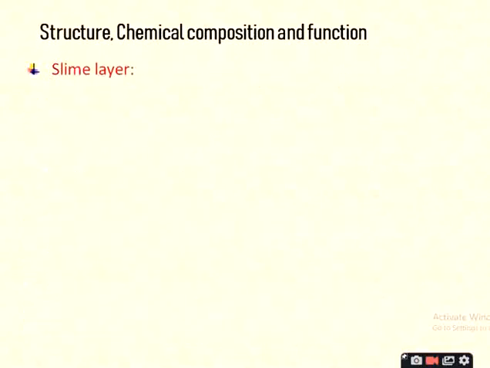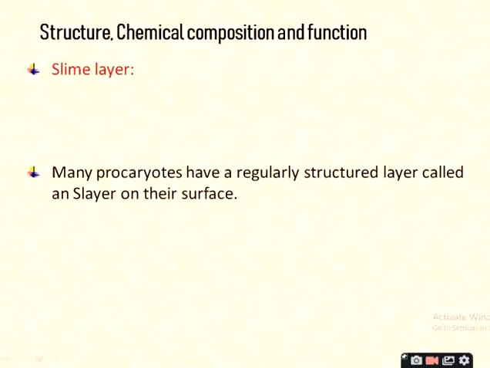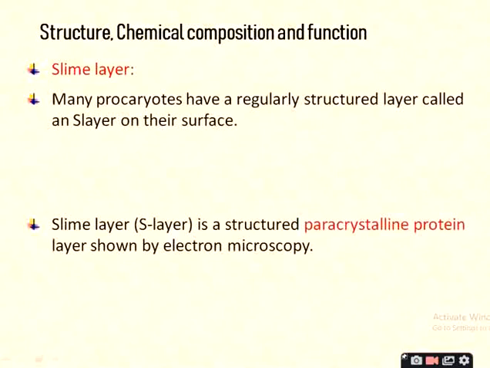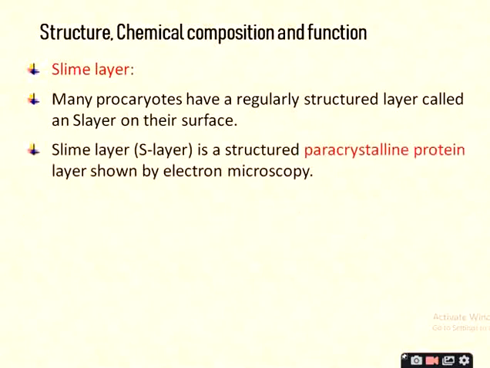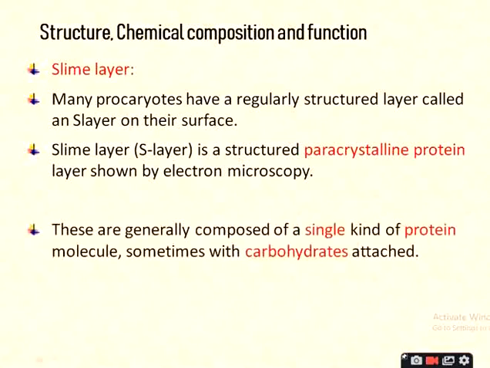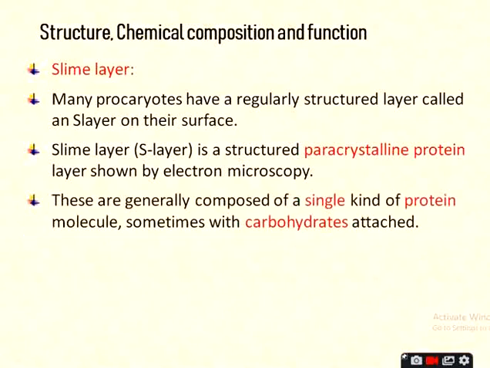Now the slime layer. Many prokaryotes have a regularly structured layer on their surface that is called a slime layer. The slime layer is a structured paracrystalline protein layer, and it can be visible by electron microscopy. These are generally composed of a single kind of protein molecule, sometimes with carbohydrates attached to these proteins.